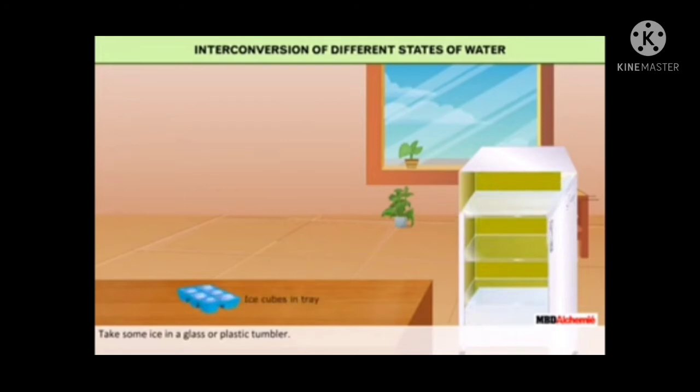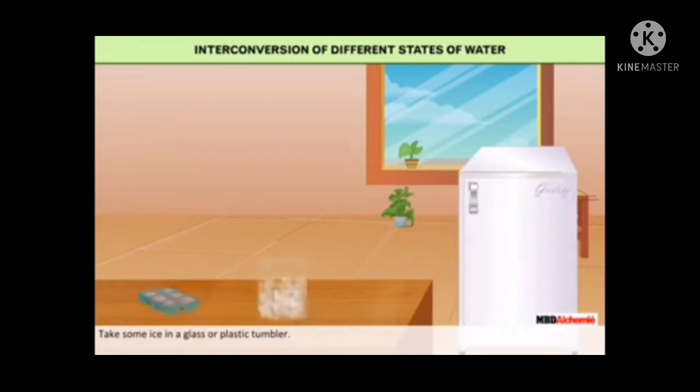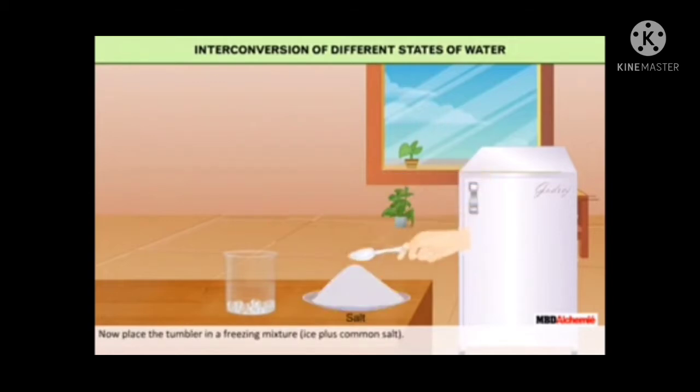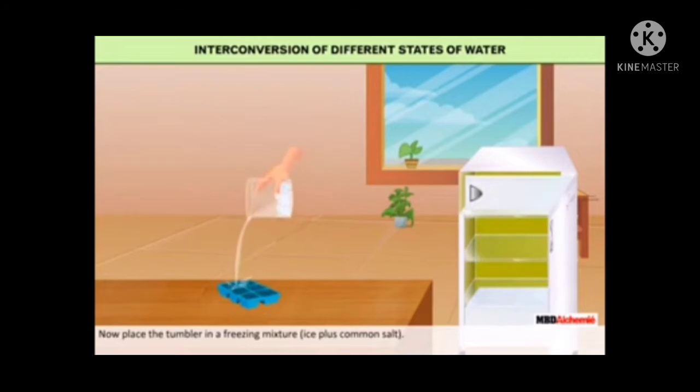Consider another activity. Take some ice in a glass or plastic tumbler. Melt a small portion of ice by placing the tumbler in the sun. We will get a mixture of ice and water. Now, place the tumbler in a freezing mixture. That means add a mixture of ice and common salt. What will happen? It will change to solid ice once again.